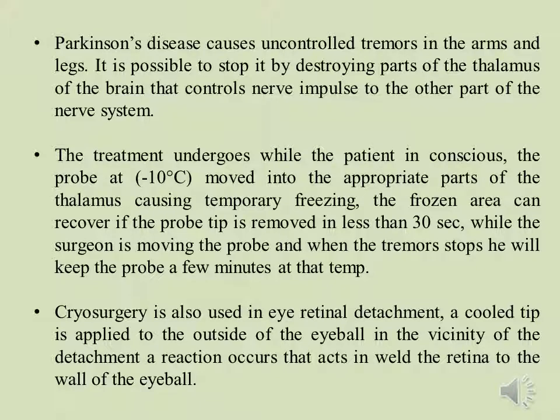The probe at minus 10 centigrade is moved into the appropriate parts of the thalamus, causing temporary freezing. The frozen area can recover if the probe tip is removed in less than 30 seconds, while the surgeon is moving the probe, and when the tremor stops he will keep the probe a few minutes at that temperature. Cryosurgery is also used in eye retinal detachment. A cool tip is applied to the outside of the eyeball. In the vicinity of the detachment a reaction occurs that acts to weld the retina to the wall of the eyeball.